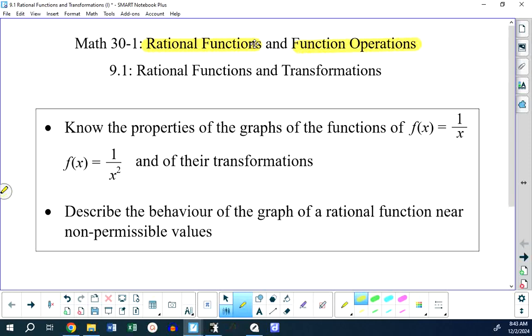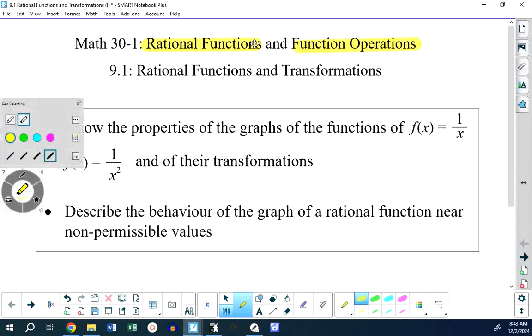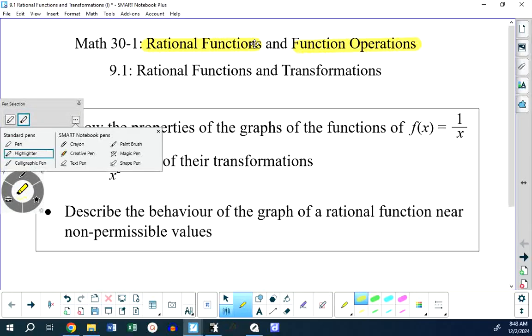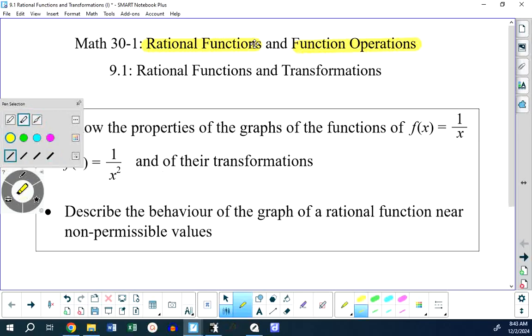So what are we looking at today? We're looking at two new graphs. And these aren't, well, one of them is new. The other one is not really new. This function here, y equals 1 over x, you learned about last year in Math 20-1. You called it a reciprocal function.